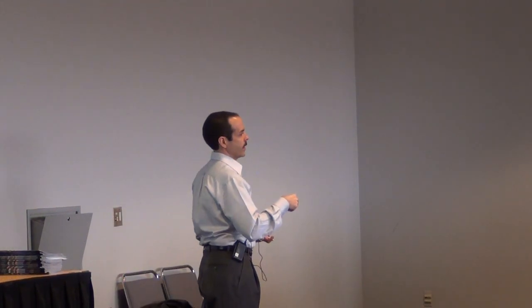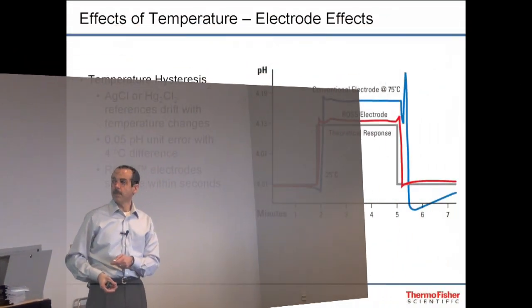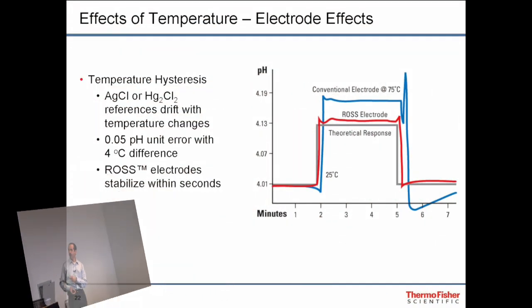So the first effect is the effect that the temperature has on the electrode. And remember when I was talking about references, I said a silver electrode can take minutes to stabilize. That's kind of what this little graph here is showing. So this is showing a change in temperature, and there's a change in pH as a result of that temperature. This gray line is showing you what, in theory, that change should look like.